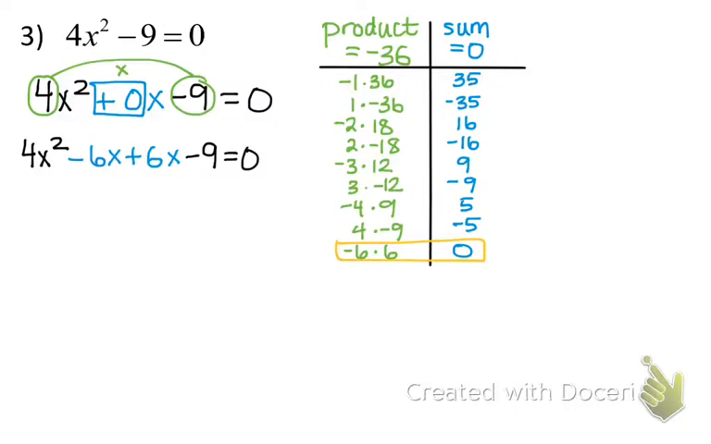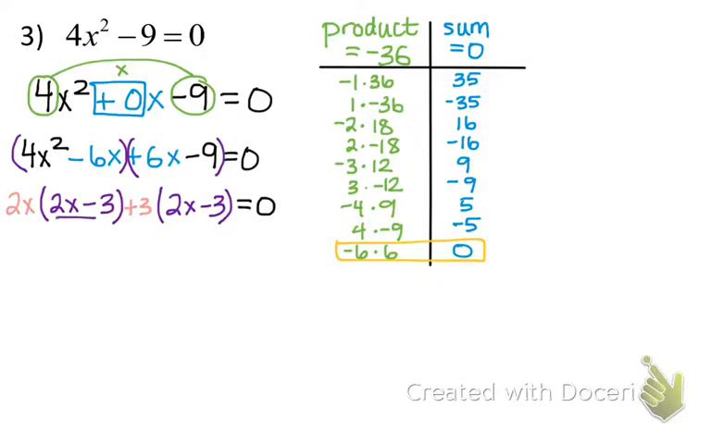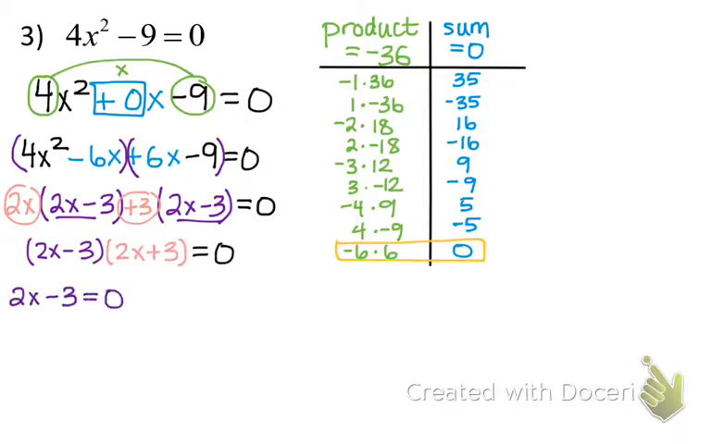Now that I have four terms, I can use factoring by grouping. Out of my first set of terms, I can bring out a 2x. When I divide by 2x, I'm left with 2x minus 3. In my second set of terms, we have 6x minus 9, so I can factor out a positive 3 and be left with 2x minus 3 equal to 0. My common factor is 2x minus 3, and my leftover factor, 2x plus 3. By the zero product property, I can set these each equal to 0 and then solve for x.